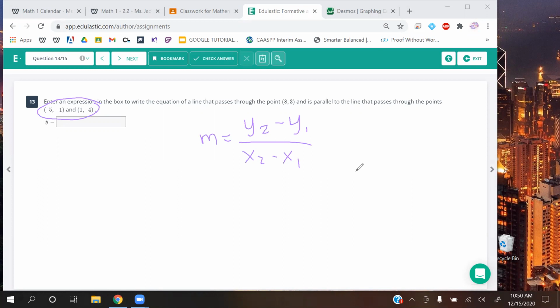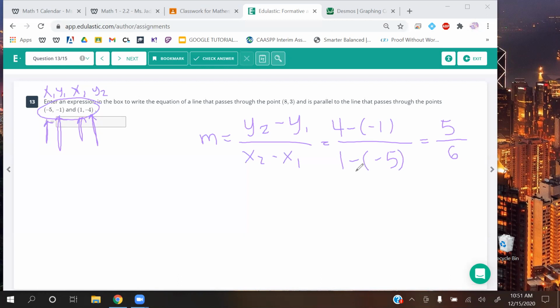Over here, negative 5, negative 1, that's your x1, y1. My gosh, it doesn't like it when I write x1, y1. That's your negative 5 and your negative 1. And your x2, y2, that's your 1, 4, okay? X comes first, y comes second. So we have y2 minus y1, that's 4 minus negative 1. x2 minus x1, 1 minus negative 5. Simplify, 4 plus 1 is 5, subtracting a negative is adding. 1 plus 5 is 6. Our slope is 5 over 6.